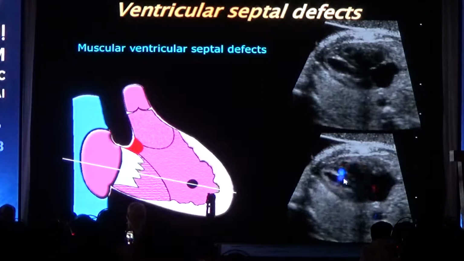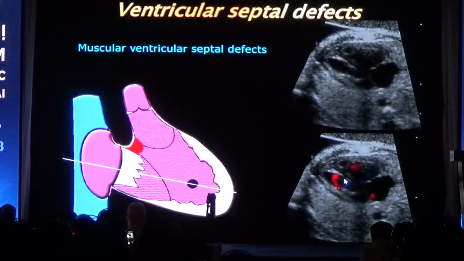It's blue and red. What does that mean? It means it's bidirectional. Ventricular septal defects in the child are always unidirectional. They go from the left ventricle to the right ventricle. In the fetus, that's not true.